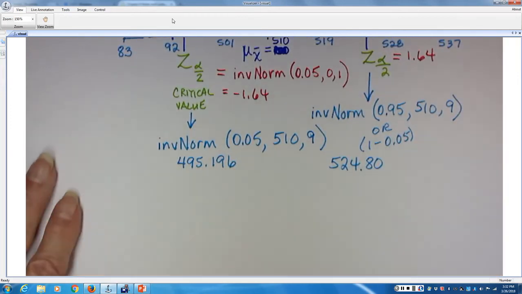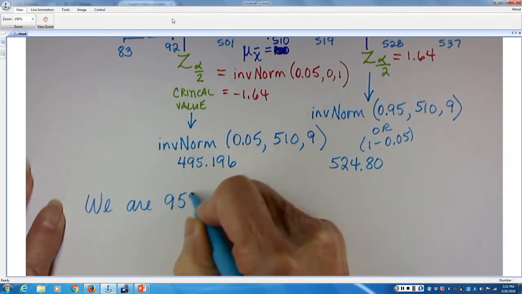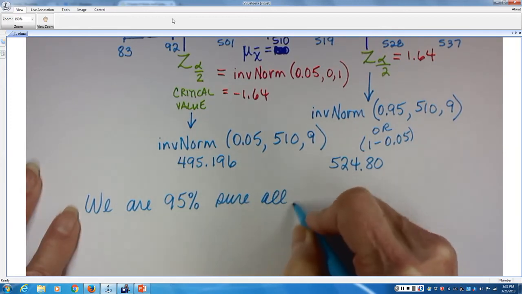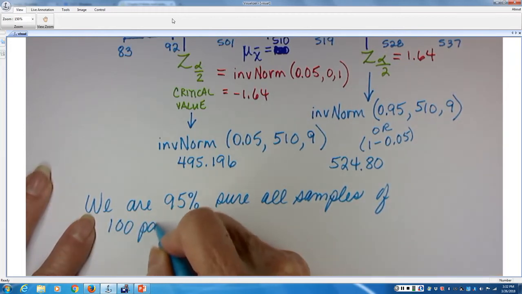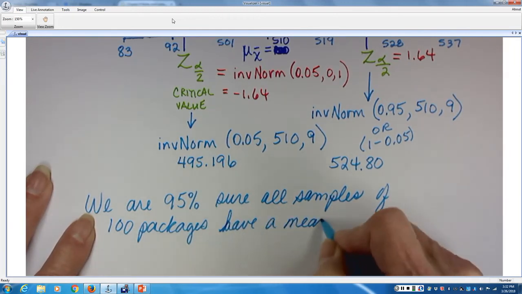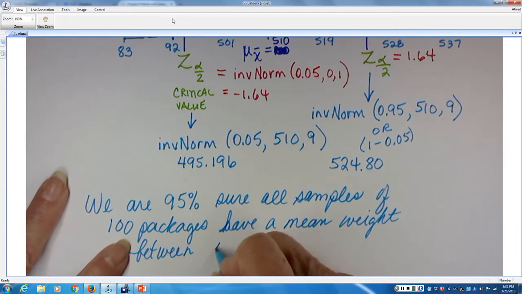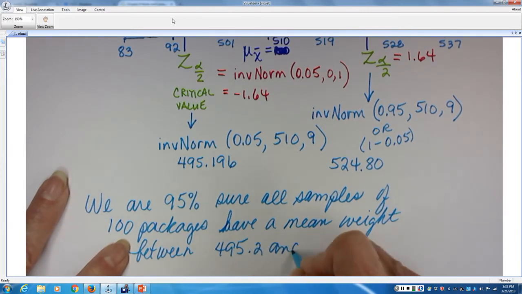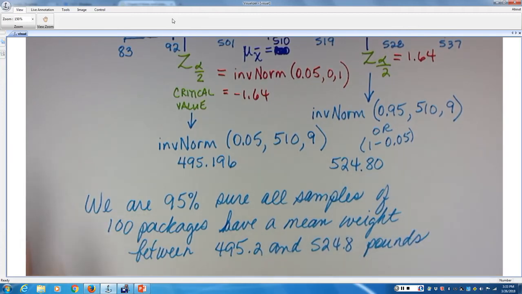So we've made the conclusion in the language of Chapter 7: we're 95% sure all samples of 100 packages have a mean weight between 495.2 and 524.8 pounds.